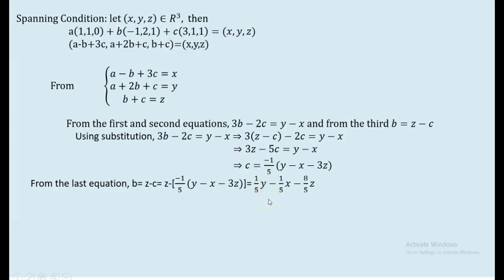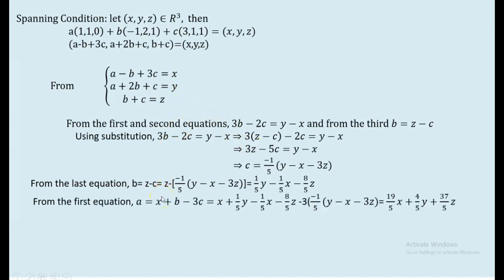Can we determine a? Yes, you can substitute in one of the first two equations. So from the first equation, a is x plus b minus 3c. Just move minus b to the right, 3c to the left. You do have x plus b minus 3c. So x is taken as it is, but we knew what b is. You can copy this one and paste here. And minus 3c is taken, and we knew what c is already obtained there. As we are operating this, we will finally come across this kind of expression. So now students, a is obtained, b is obtained, c is obtained.